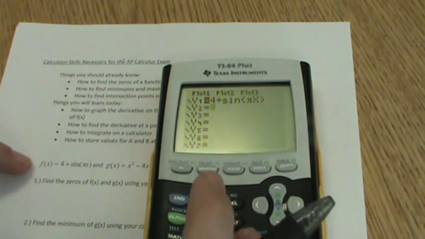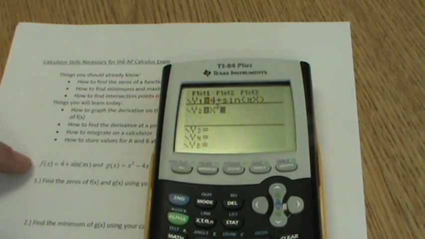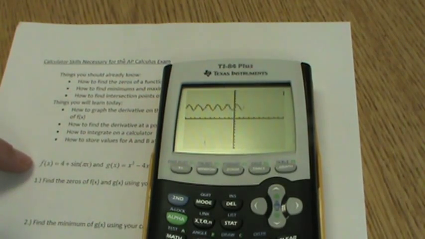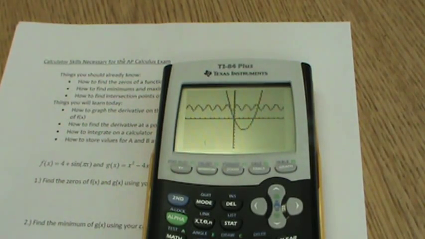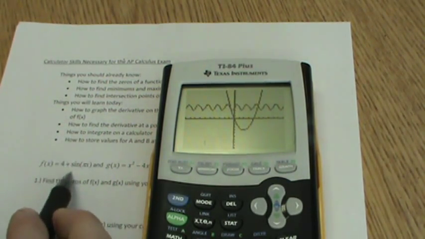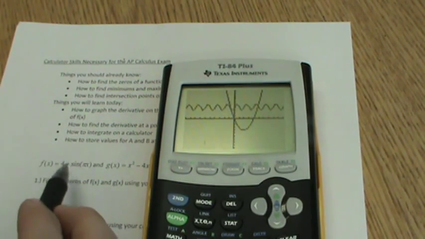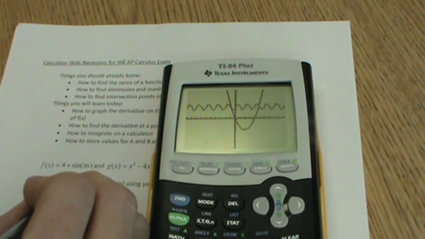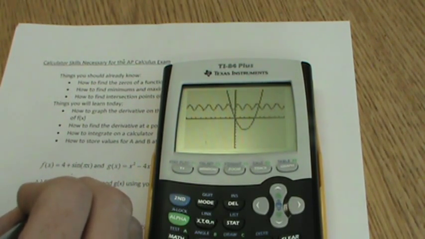In y2, I'm going to go ahead and put x squared minus 4x. Okay, then I'm going to hit graph. Now this is going to automatically give you a window from -10 to 10 and -10 to 10. Now if we look at this, f of x had no zeros. Okay, so there's no zeros. f of x has no real zeros.